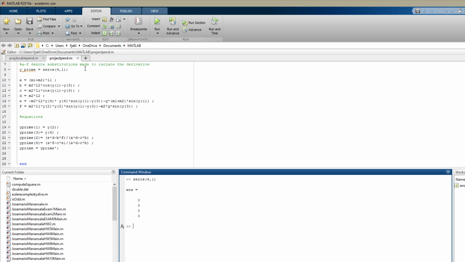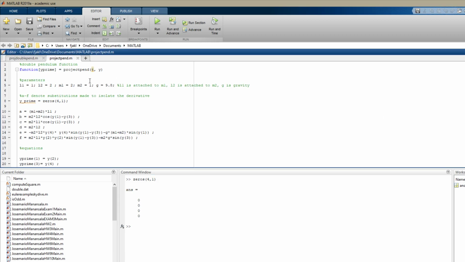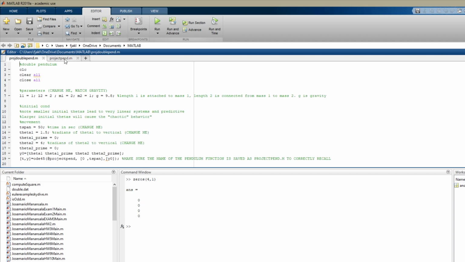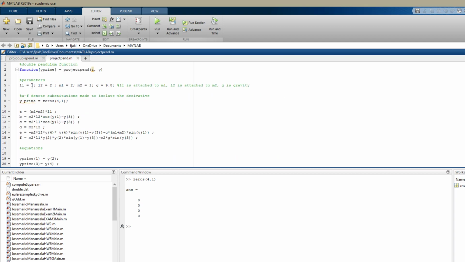So here we are in our project pendulum, and this is our main. In the function, we have our function y prime is equal to project pend, which is a function handle as a function of time and your y. We have our initial parameters with our lengths, our masses, and our gravity. These can be changed, but they don't really make a radical difference.